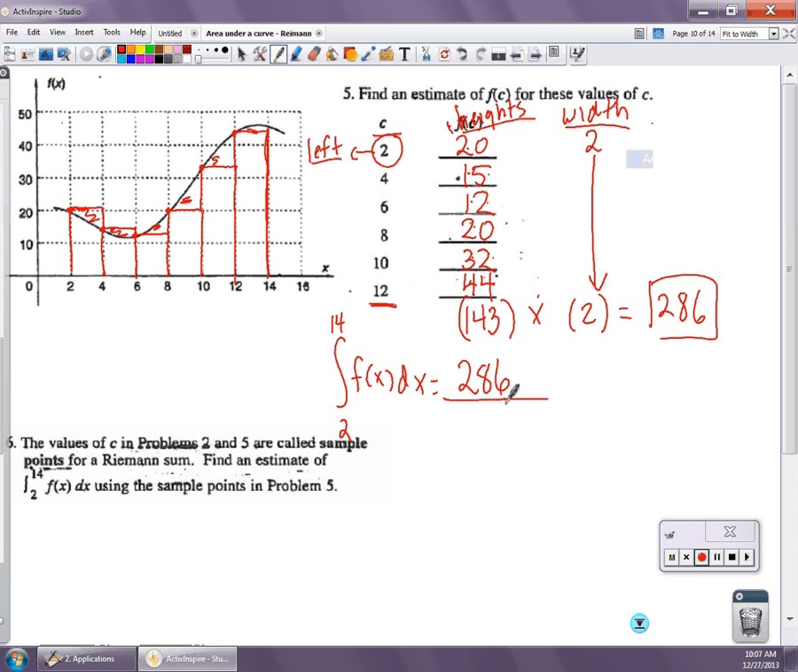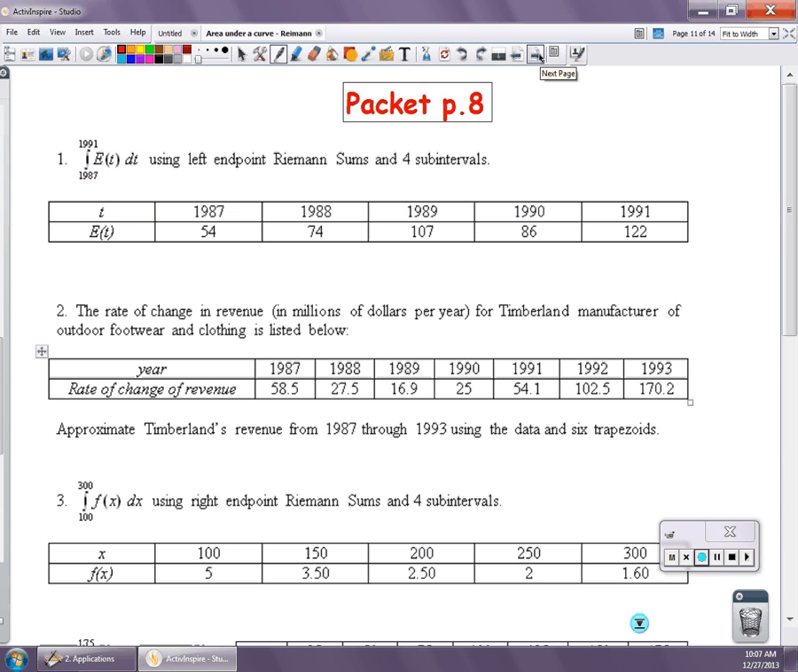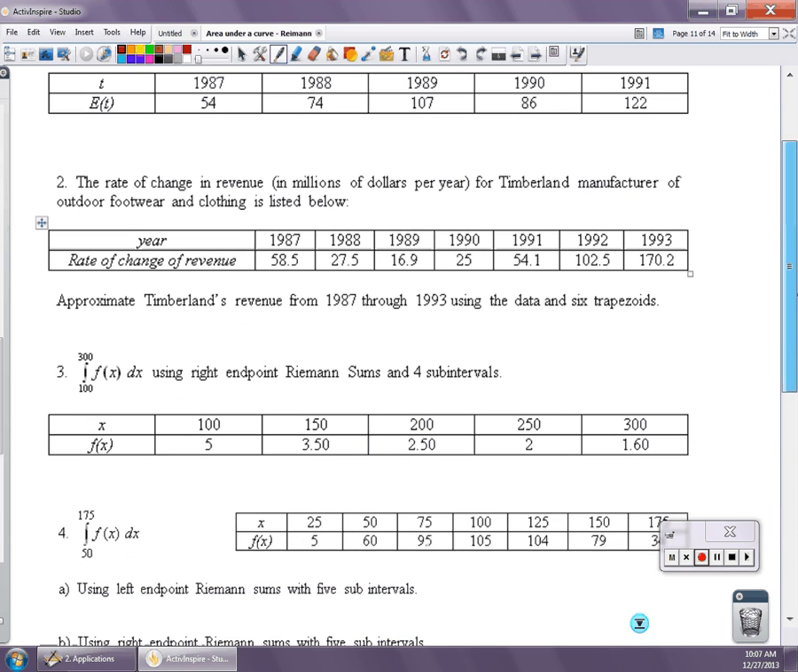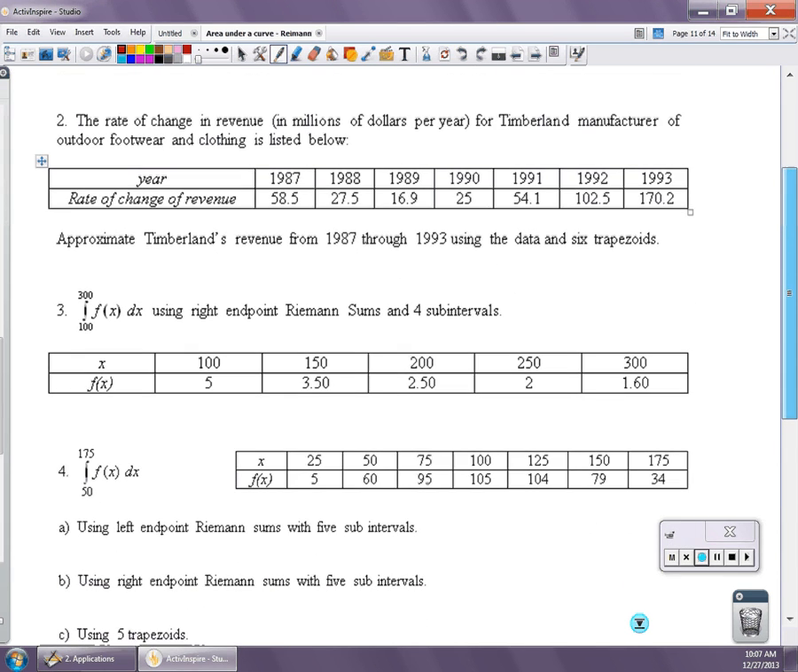So this is just another approximating technique using rectangles instead of counting blocks. It gets a little more precise. And then in your homework, you're going to be doing some with tables instead of graphs. So let's take a look at number 2.